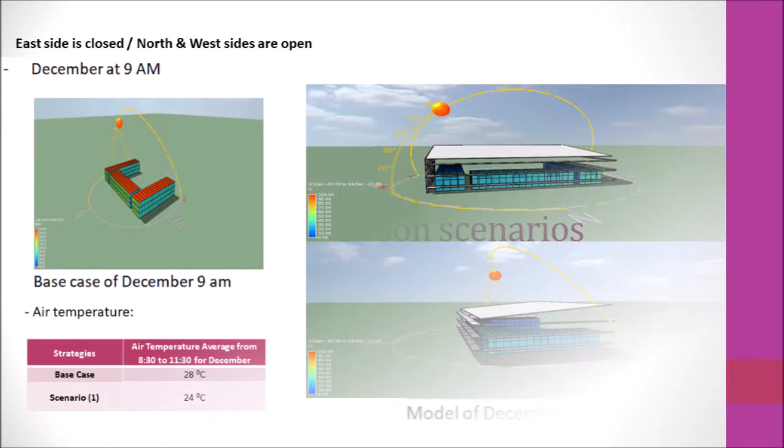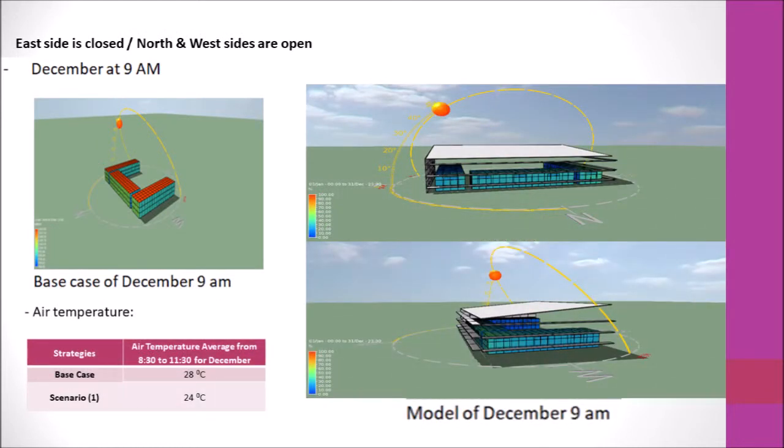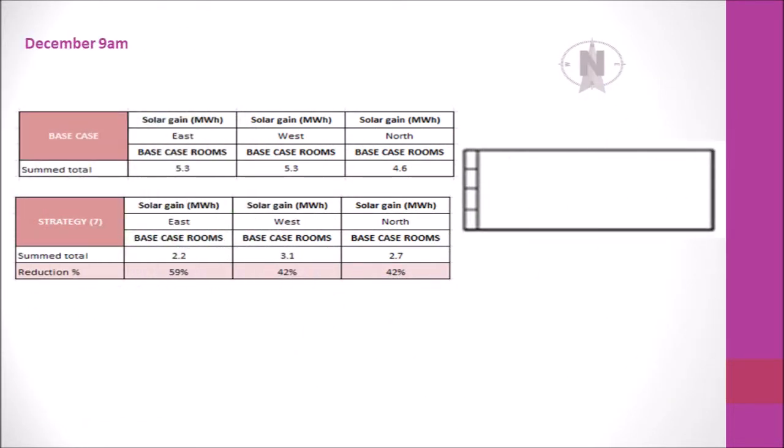Summer season scenarios. In the summer season at December 9 a.m., we closed the east side and opened the north and west sides, which resulted in 4 degrees reduction in air temperature. On December at 9 a.m., the highest reduction was in the east room at 59%, caused by opening the pavilion from the west side.